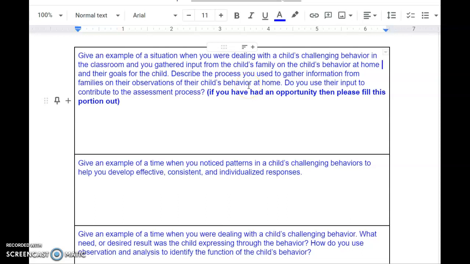If you are in a practicum site where it's not something that you did, then please talk to your co-op teacher and ask how he or she goes about doing this, so that you have a process written down and you've thought about something that you do for that.